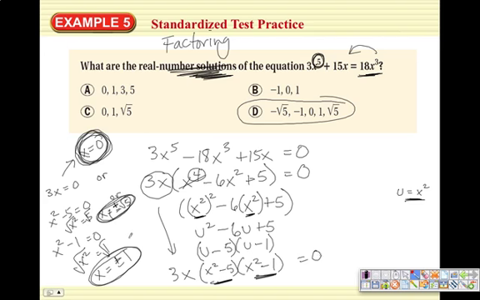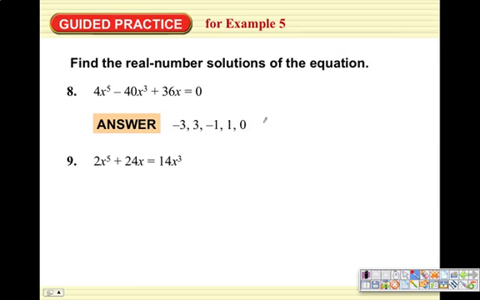Alright, let's try one. Okay, last problem. You guys can try number 1, or you can go straight to number 9 here, the second one here. So make it equal to 0, factor, do your thing, and then solve. Alright, so pause the video, do that, and then your answer is here.